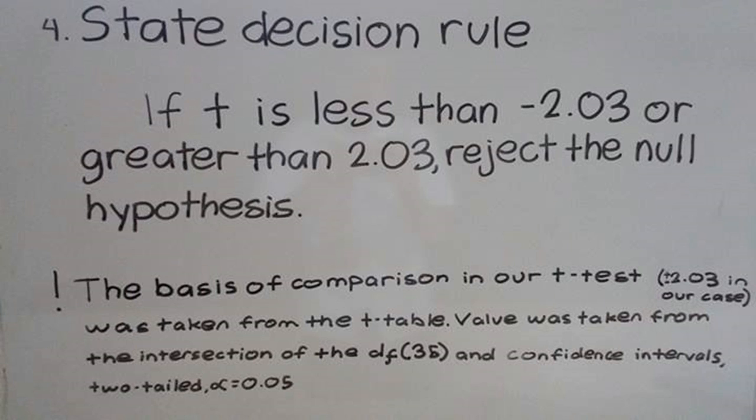Fourth step is to state the decision rule. If t is less than negative 2.03 or greater than 2.03, reject the null hypothesis. The basis of the comparison in our t-test, plus or minus 2.03 in our case, was taken from the t-table. The value was taken from the intersection of the degrees of freedom 35 and the two-tailed alpha equal to 0.05.